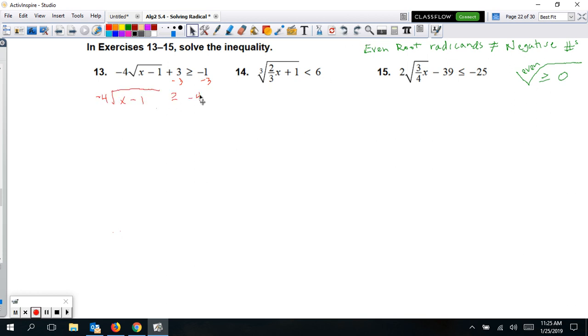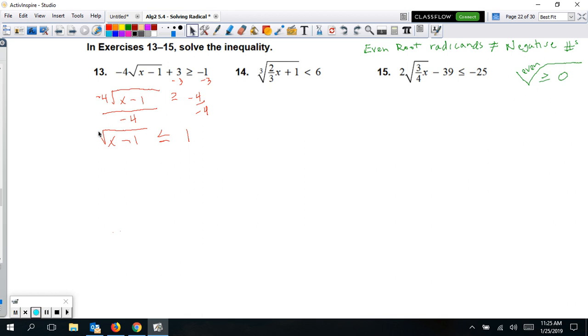And so that's not going to change the sign. We're just subtracting 3. We're going to get -4 over here. Then we'll divide by -4, and that will change the sign because we're dividing by a negative. So that's going to change the direction now of our inequality sign. It's now going to be less than or equal to. So our radical is now by itself less than or equal to 1.